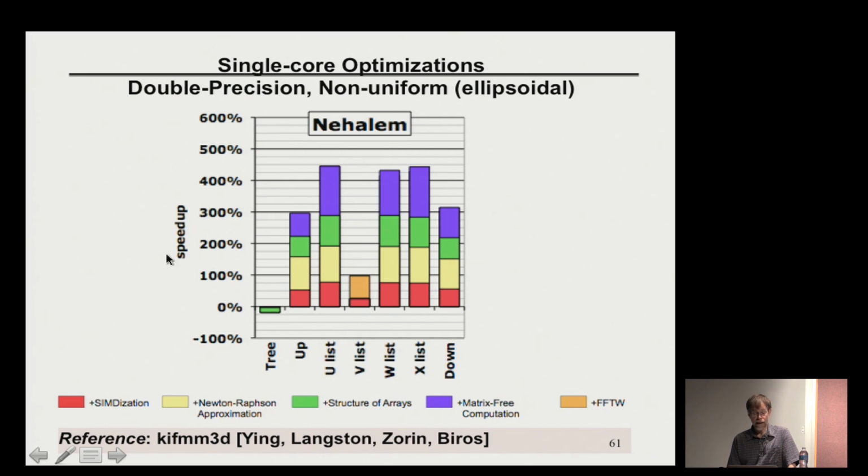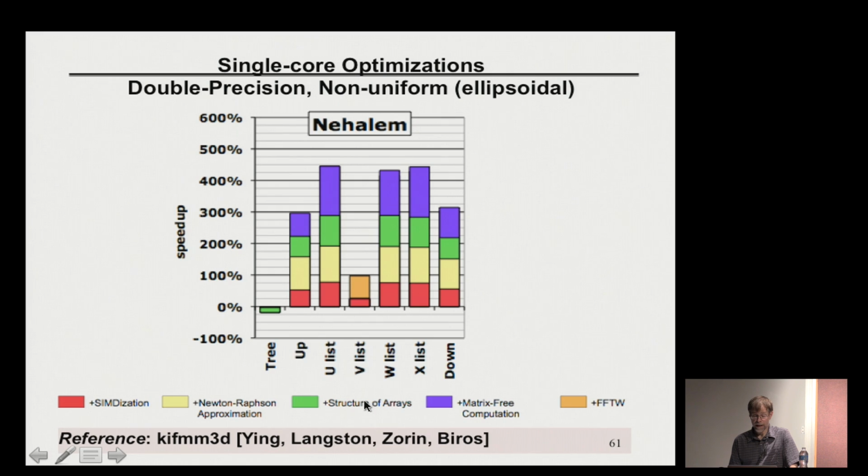And the vertical axis is speedup. So 0% means it's the same as the naive code. 100% means you're twice as fast as the naive code. 200% means you're 3 times as fast as the naive code. And the colored bars say which optimization contributed how much. So for example, when you're going up the tree the first time, then doing this SIMDization, that got you 40% speedup. Using the Newton-Raphson approximation, using that special instruction for 1 over the square root of r, that gave you a big speedup.